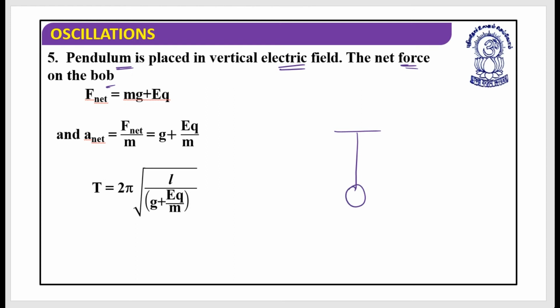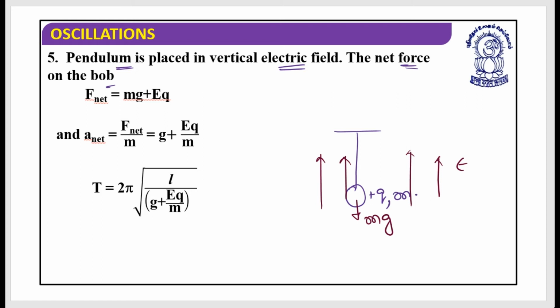Suppose this is the pendulum, and this pendulum has been given charge q and mass m. Suppose we have set up an electric field in the upward direction. What would be the situation? The mg is acting in the downward direction.